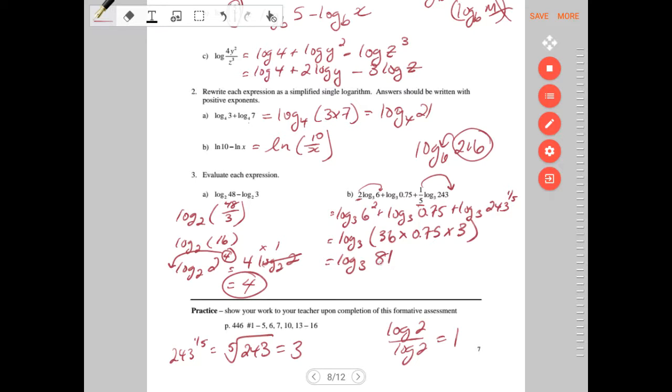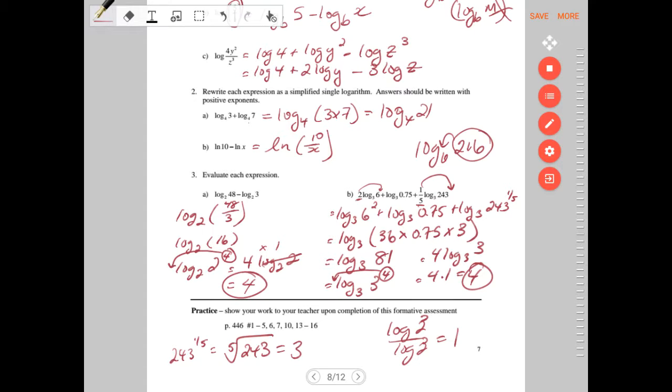We also know that 81 is a power of 3. That's the same as log base 3 of 3 to the 4th. We can bring the 4 down front, so that becomes 4 log base 3 of 3. And again, log base 3 of 3, just like log base 2 of 2, equals 1. So that becomes 4 times 1, and this question also equals 4.